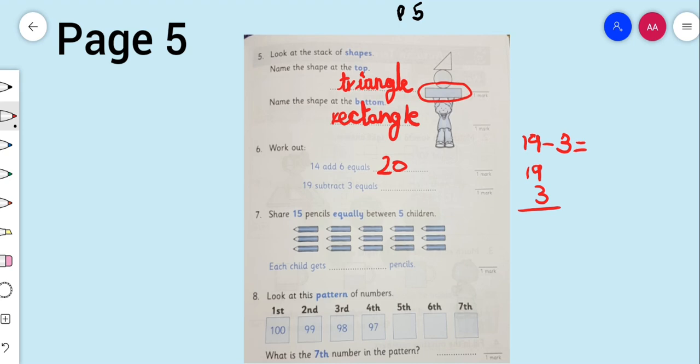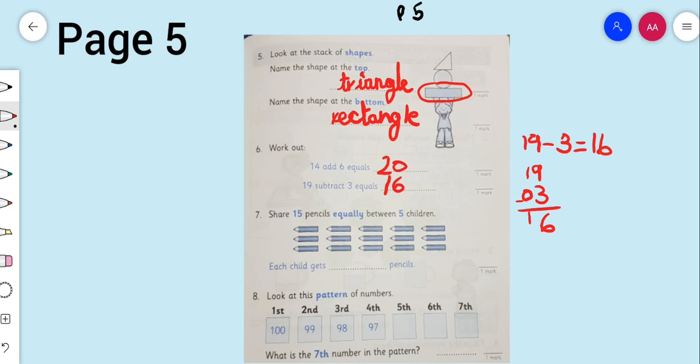And because we're taking away, we need a takeaway sign here. So 9 take away 3 is 6, so we write 6 here. And then because there's nothing here, that's a 0, and then 1 take away 0 is 1. So the answer is 16. So we'll write 16 here. And that's the same as this 19 subtract 3 equals. So we'll also write 16 here.